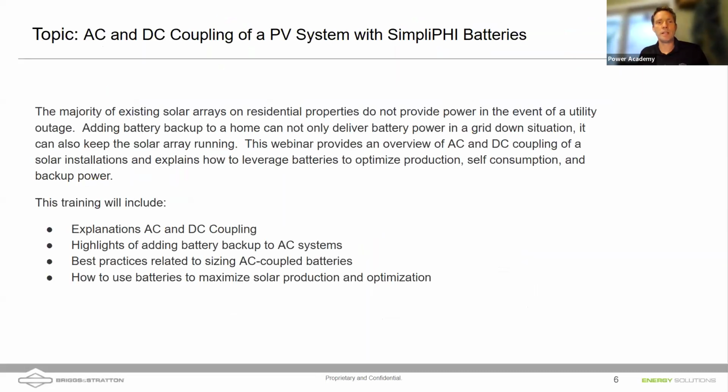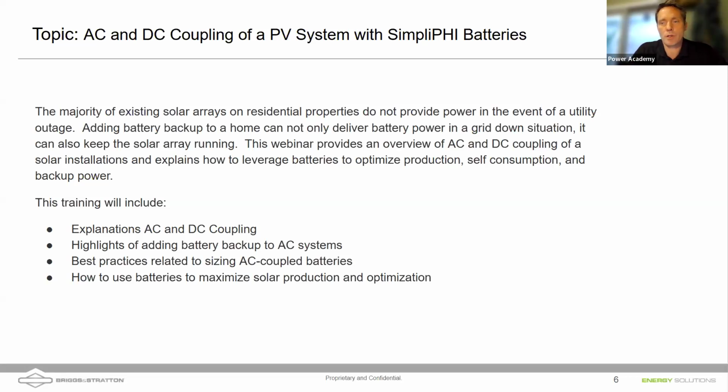So let's jump into the training. The scope of today's training is covering AC and DC coupling of solar to batteries. What we mean by that is how the solar is connected to the battery. There are also AC coupled batteries, and Daniel and I will discuss that briefly, but for the most part, we are talking about how the DC produced by the solar array gets into the batteries. So we'll be highlighting some of the battery backup options to existing AC systems.